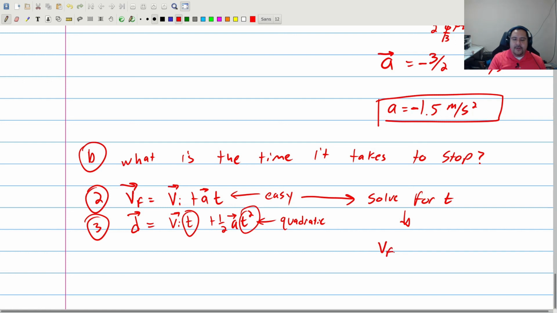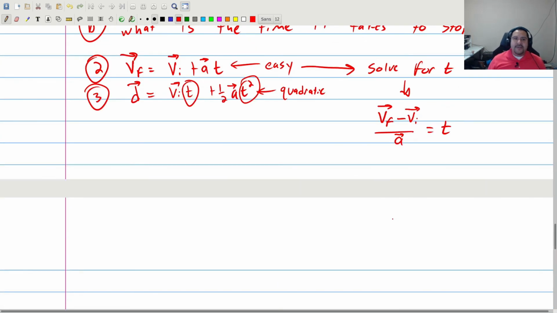When we solve this for t, we are going to get V final minus V initial, divided by A, is equal to t. If that was a little bit fast for you, go through the math and make sure you end up in the same place I did. Let's plug in some numbers.